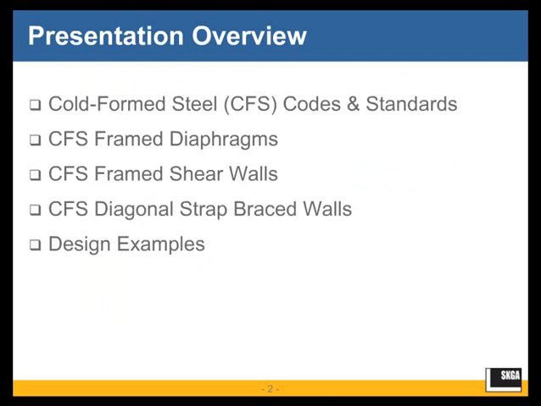The overview is we'll talk a bit about, of course, the codes and standards where the provisions are contained, and which ones we should have in our engineering library. Obviously, this is the starting point for design projects. And then we'll talk about cold form steel framed diaphragms, cold form steel framed shear walls, diagonal strap braced walls, and then a few design examples.